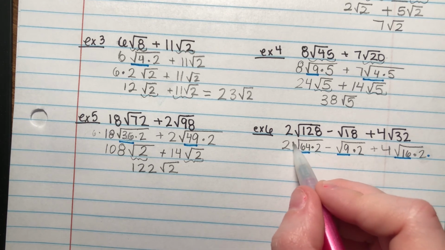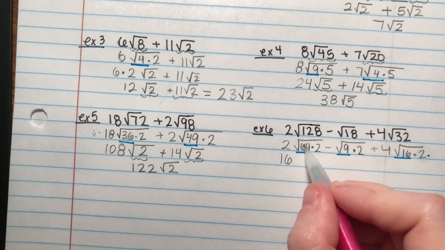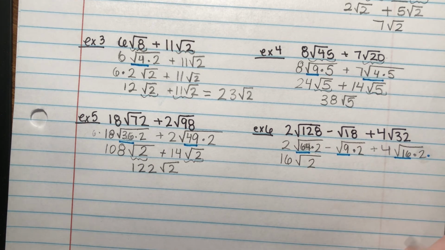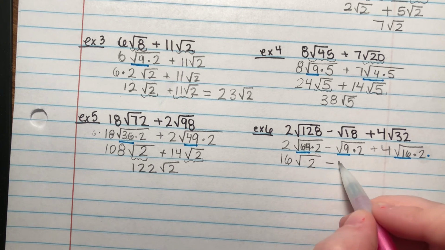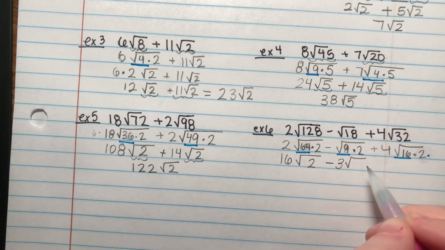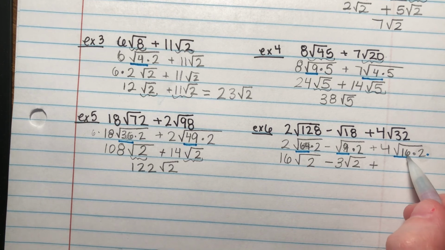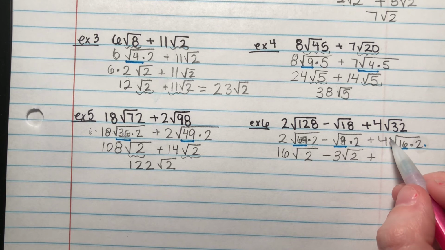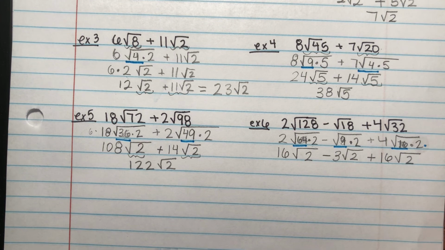Okay, so pull out the square root of 64. I know that's 8. So 2 times 8 is 16. And I'm left with 2 on the inside. Minus the square root of 9 is 3. I'm going to pull that out. And I'm left with square root of 2 on the inside. Plus square root of 16 is 4. I pull that outside. So 4 times 4 is 16. Left with square root of 2 on the inside.